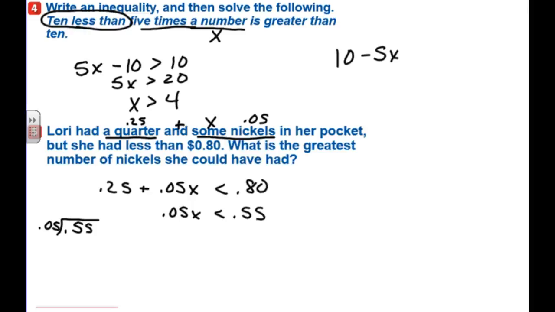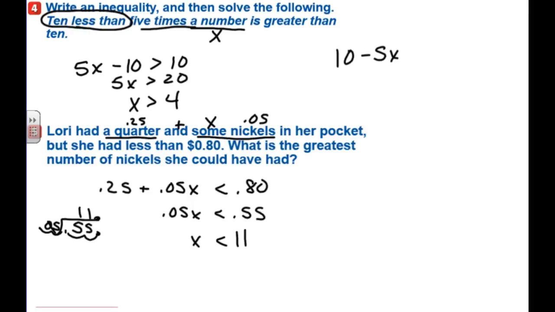And to do that, if we weren't using a calculator, which we do need to work on those skills, we'd move that decimal 2 places. The decimal is here in my answer. And then 5 goes into 5 one time. Then 5 goes into 5 one more time. So we have 11. And so x has to be less than 11.